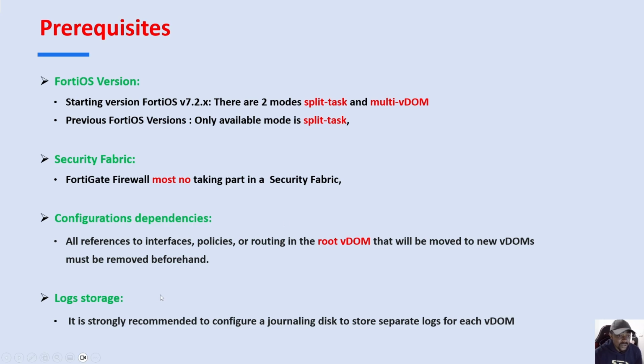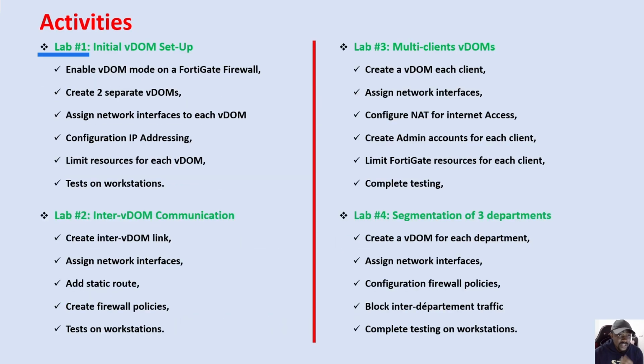Also, about log storage: it is strongly recommended to configure a journaling disk to store separate logs for each vDOM. You need to make sure that the logging information for each vDOM is stored in a separate location. You can do this with maybe FortiAnalyzer or another solution. That's the recommendation. Now let's jump into the activities and proceed.